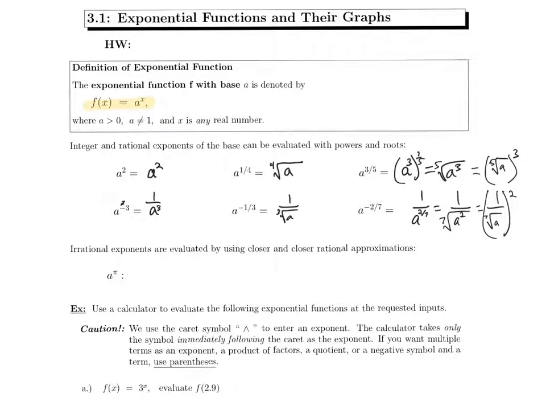Now, if you want to evaluate irrational exponents, then you typically use your calculator to do that. And this is what the calculator does, it basically continues to plug in closer and closer and closer approximations to that irrational number until in the end it keeps getting the same first number of digits. They all match each other.